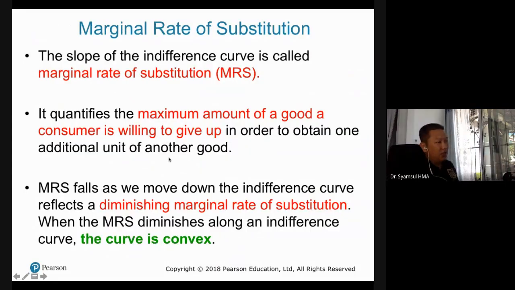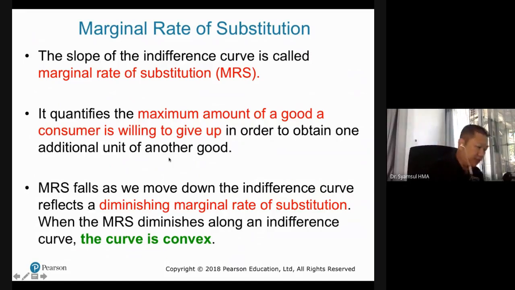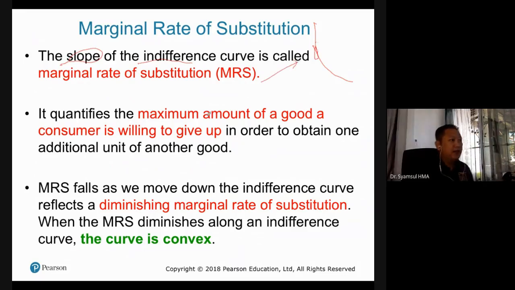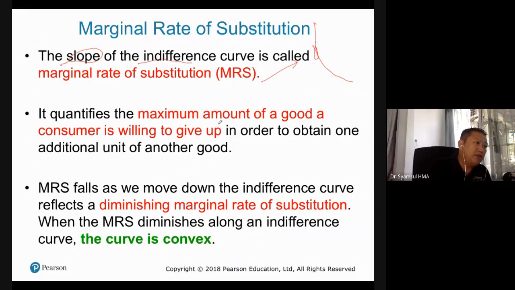Now this is also known as the marginal rate of substitution, MRS in short. The slope of the indifference curve is called MRS. It quantifies the maximum amount of a good a consumer is willing to give up in order to obtain one more additional unit. That example just now was clothes and food. So MRS falls as we move down the indifference curve, reflecting what we call a diminishing marginal rate of substitution.